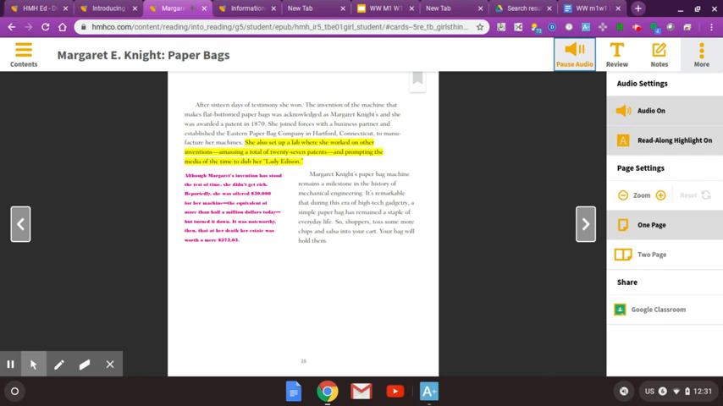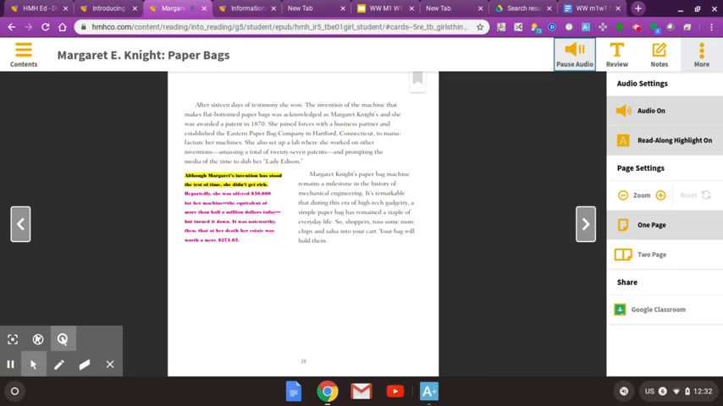Margaret Knight's paper bag machine remains a milestone in the history of mechanical engineering. It's remarkable that during this era of high-tech gadgetry, a simple paper bag has remained a staple of everyday life. So shoppers, toss some more chips and salsa into your cart. Your bag will hold them.